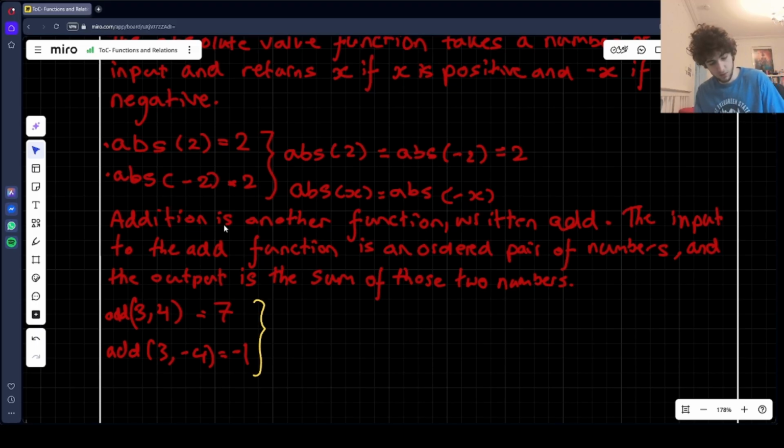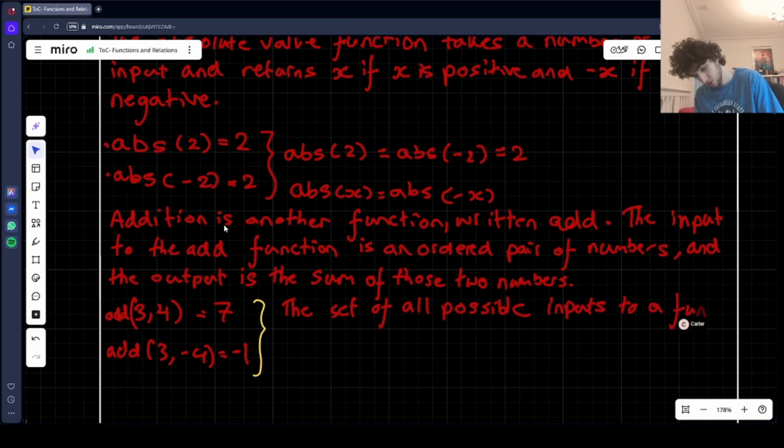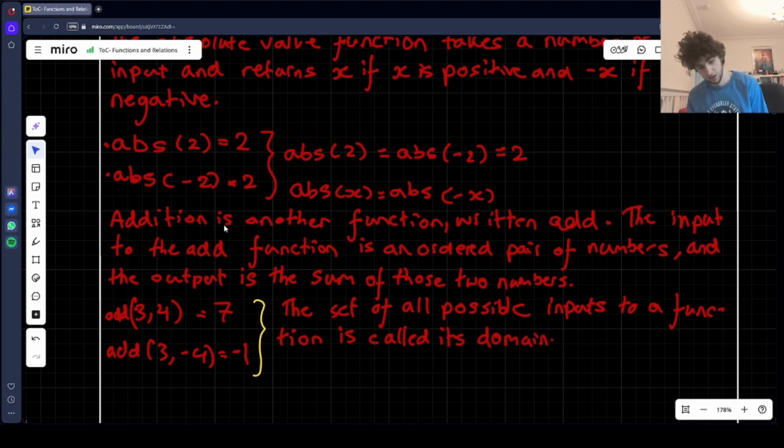So what we say in maths is that the set of all possible inputs to a function is effectively called its domain. That's another term that I'm assuming you probably would have covered at secondary school level. The domain of a function is effectively the set of possible inputs to it, so the things that you're allowed to input into your function.